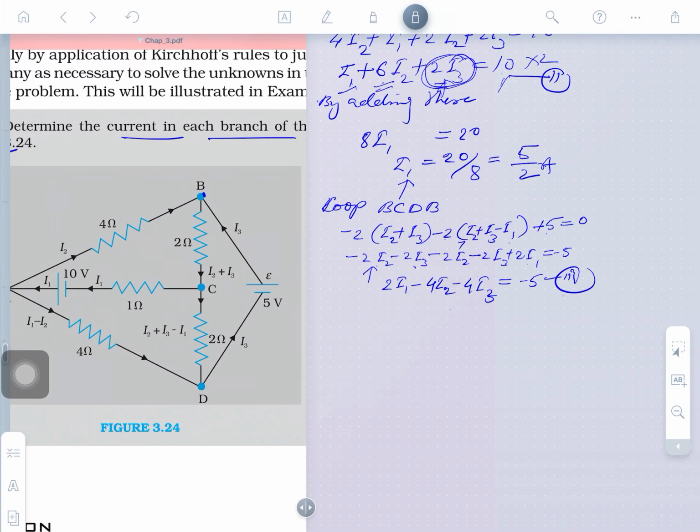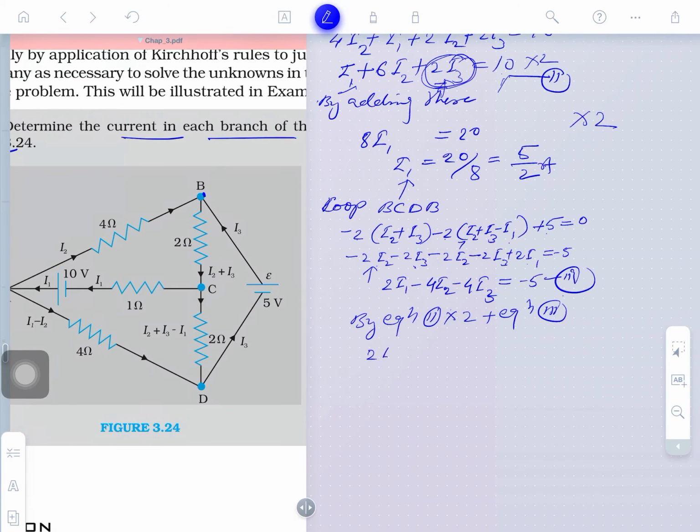Okay, third it is. So I1 we found here. I3 is multiplied by 2. So it will be equation second multiplied by 2 plus equation third.